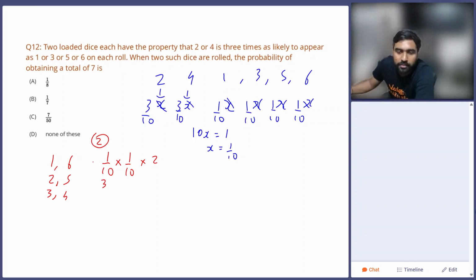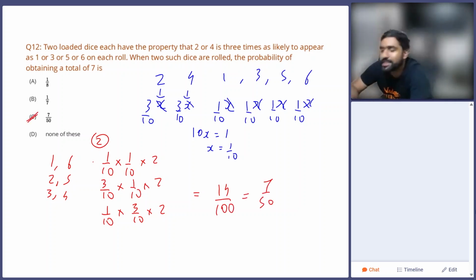Similarly for 2, 5, we can do 3 by 10 into 1 by 10, again times 2, because I can also take 5, 2. Similarly for 3, 4, I have 3 as 1 by 10 and 4 as 3 by 10, times 2. Adding all of this, 2 plus 6 plus 6, that's 14 by 100, which is nothing but 7 by 50. That should be option C, the answer for this question. Basic manipulation question.